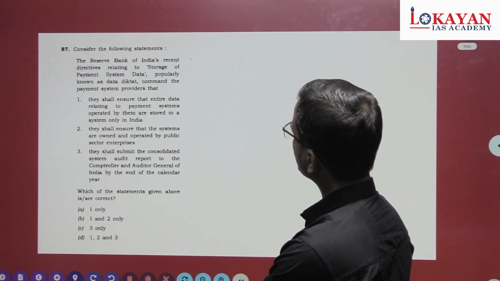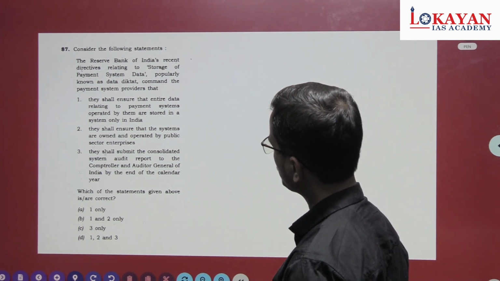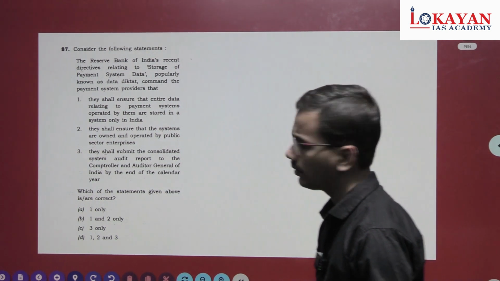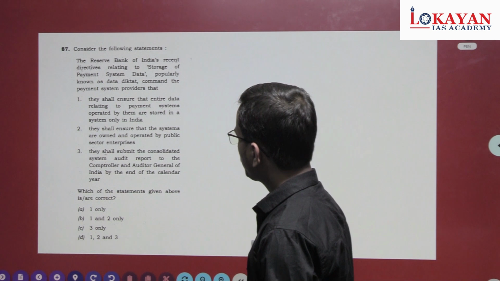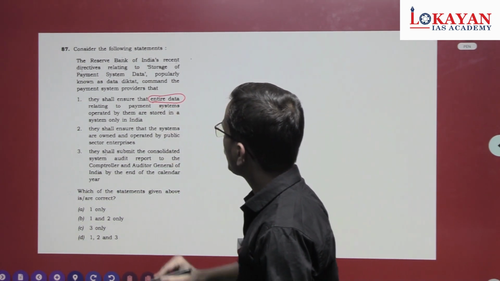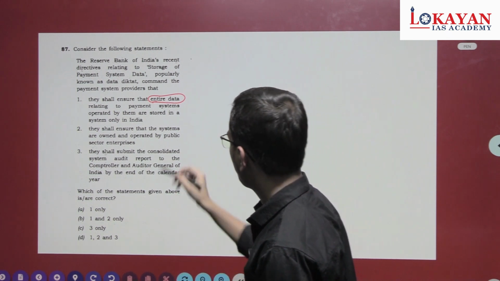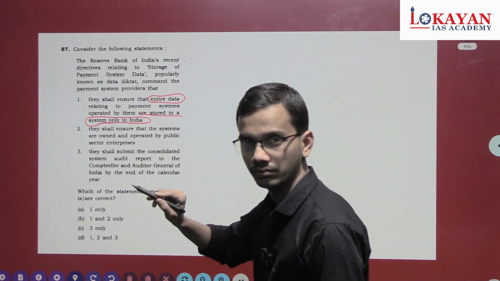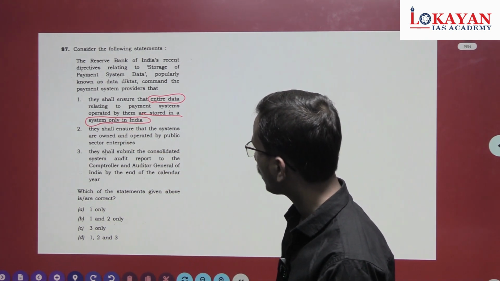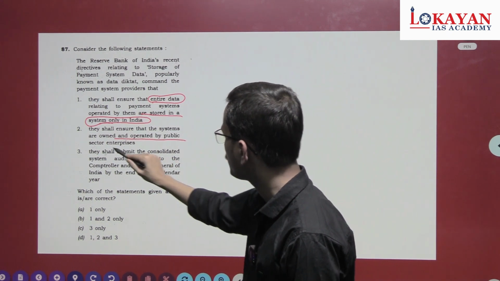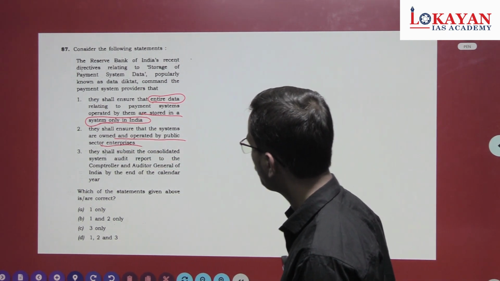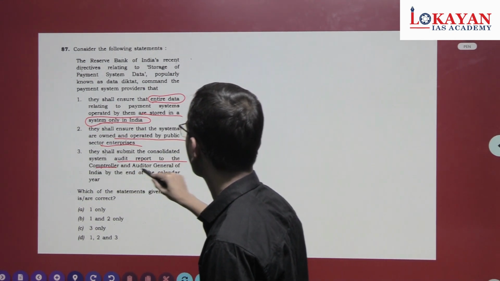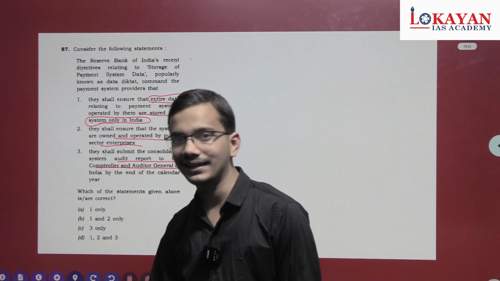The Reserve Bank of India's recent directive relating to storage of payment system data, popularly known as data diktat, provides that they shall ensure that the entire data relating to payment systems operated by them is stored in systems only in India. Mark this keyword. They shall ensure that the systems are owned and operated by PSUs. They shall submit the consolidated system audit report to the CAG by the end of the calendar year.